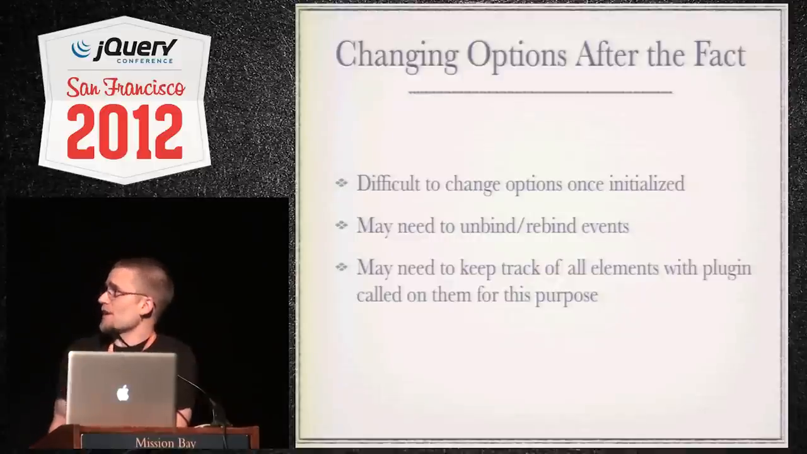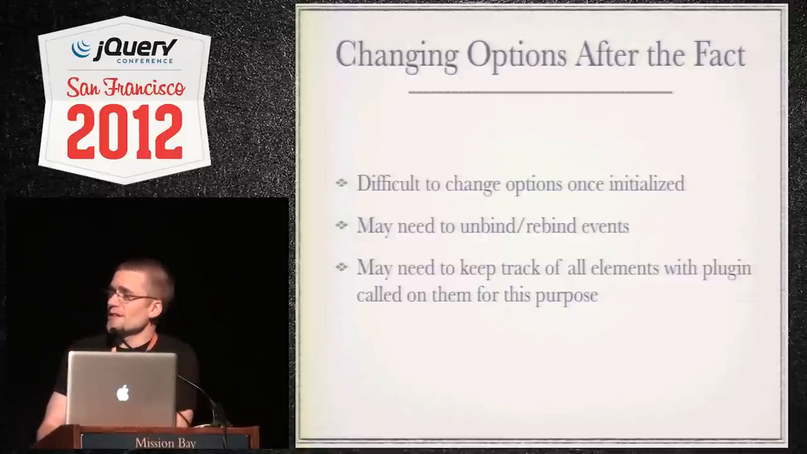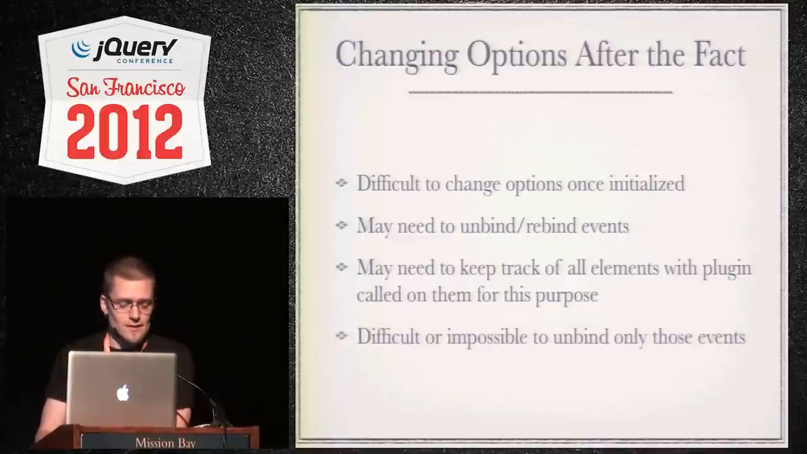You may also need to keep track of all the elements with the plugin called on them for this purpose. Because as we saw, and as I'll go over a little bit later, there's no namespacing of that event. So you don't know which event you're unbinding when you call unbind click. You may be unbinding some other plugin code, and now that functionality is no longer there. And it may also be difficult or impossible to unbind only those elements, as I just mentioned.